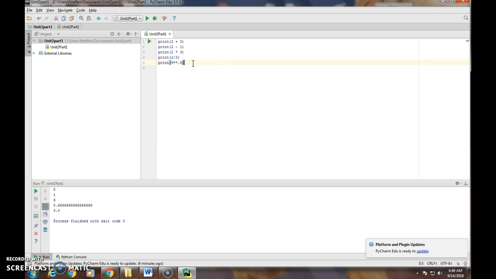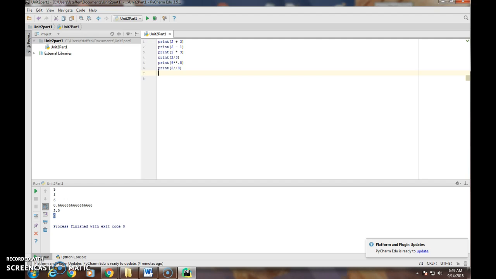There's another one we want to go over, and that is integer division. Okay, so let's do print 2//3. That is integer division, and what do we get? We get 0. So what we're doing is taking 2 divided by 3, and if you notice up here, this is 2 divided by 3 here, but this is integer division. Okay, and it returns the integer, and the integer is actually 0.